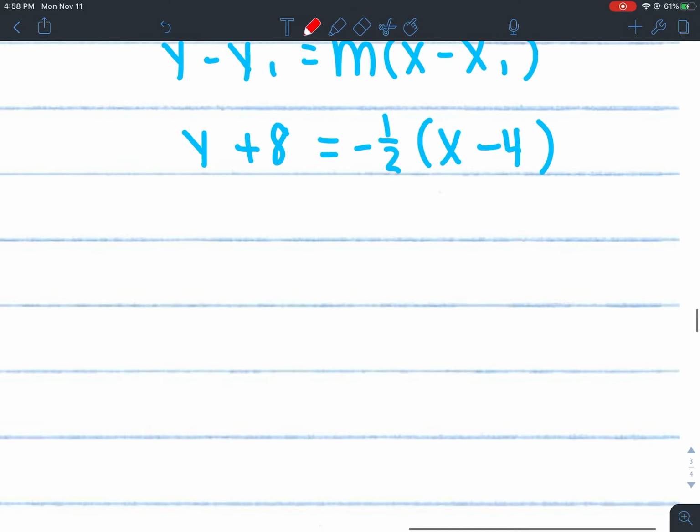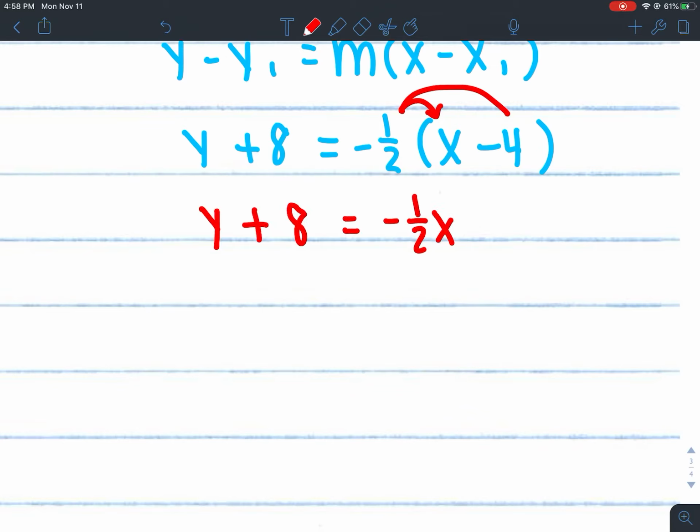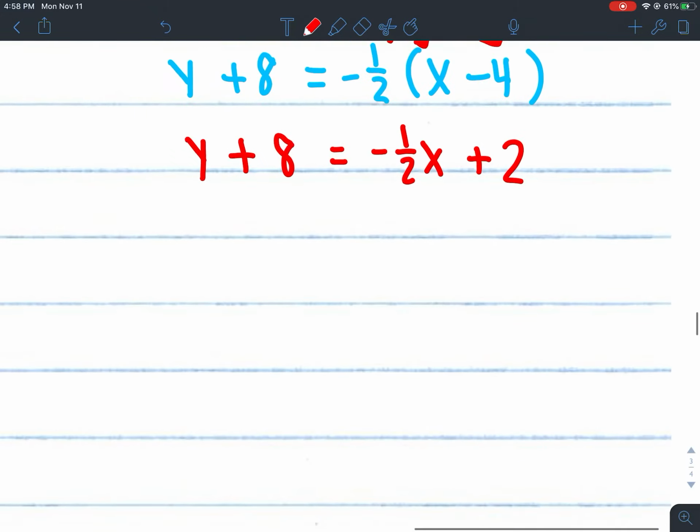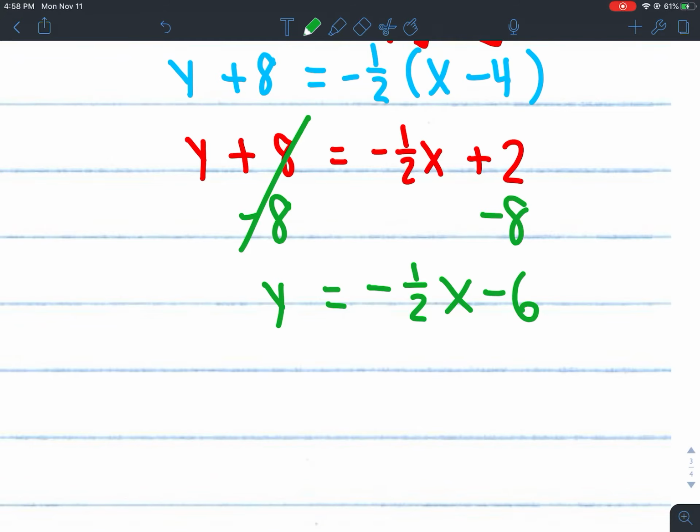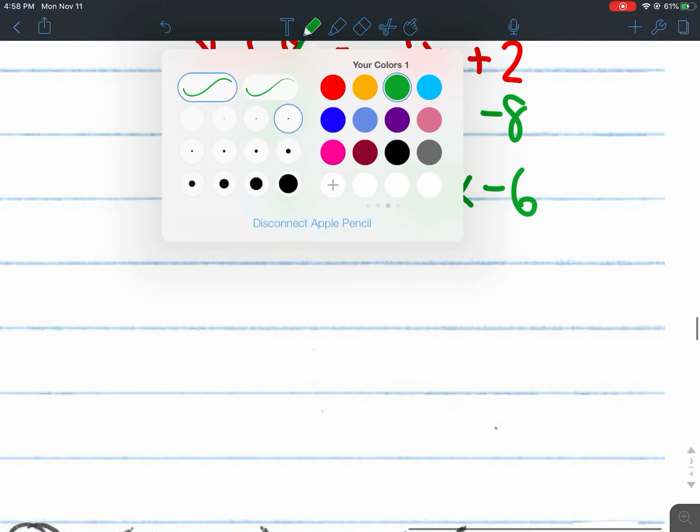From here, you want to get rid of those parentheses, right? We have point slope. Let's go to slope intercept. Let's get rid of the parentheses. So we have y plus 8 equals negative 1/2 x. Negative 1/2 times negative 4 is positive 2. And then we're going to subtract 8 on both sides to get y by itself. So we have y equals negative 1/2 x minus 6.